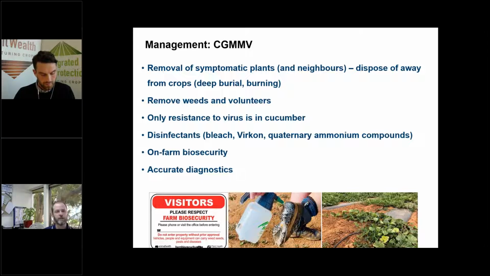And lastly, as I said, these two things are really, really indistinguishable, CGMMV and the potty viruses. So knowing which one you're dealing with can be really helpful to start managing them, because you probably can't do all of these methods, but if you know which one it is, you can really start to chase in on which ones are important in that particular circumstance.